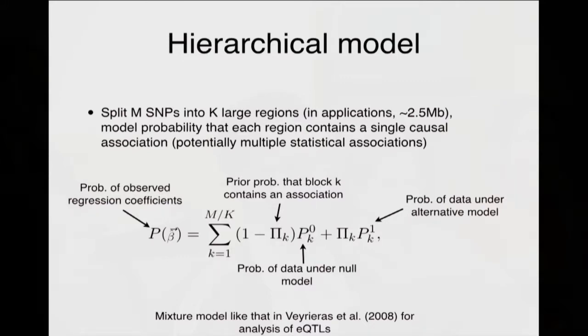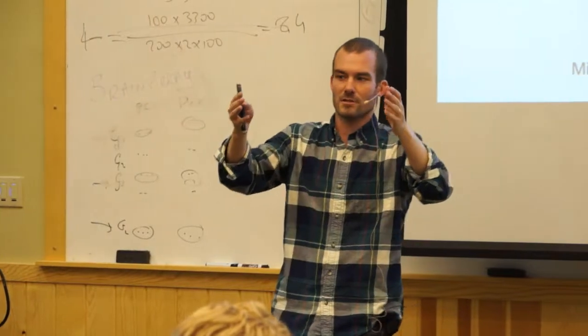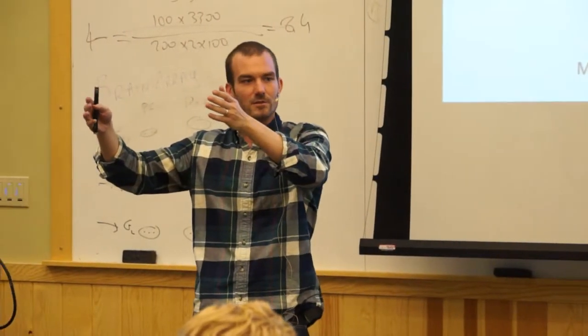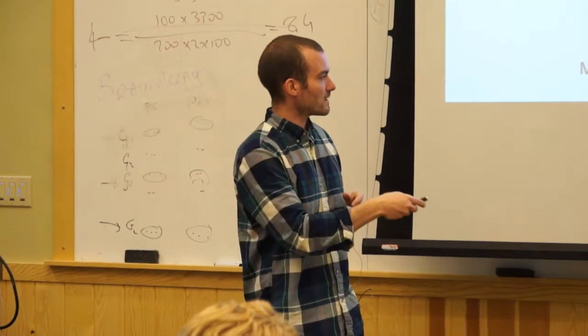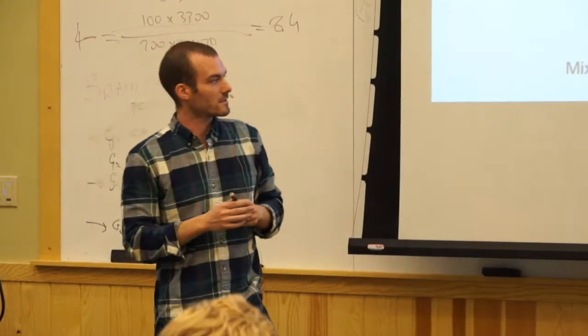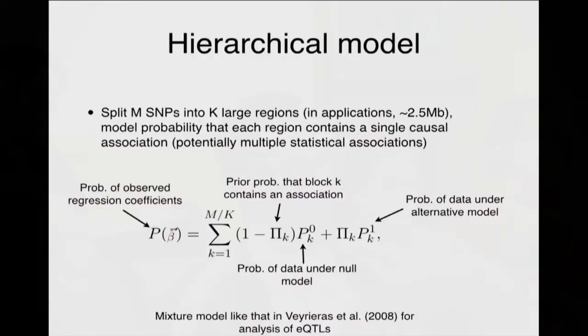So split the genome into blocks and say, does this block contain an association, yes or no? Does this block contain an association, yes or no? Out to the end of the genome. This is like a model that Jean-Baptiste Verrières and colleagues developed for the analysis of EQTLs, actually.